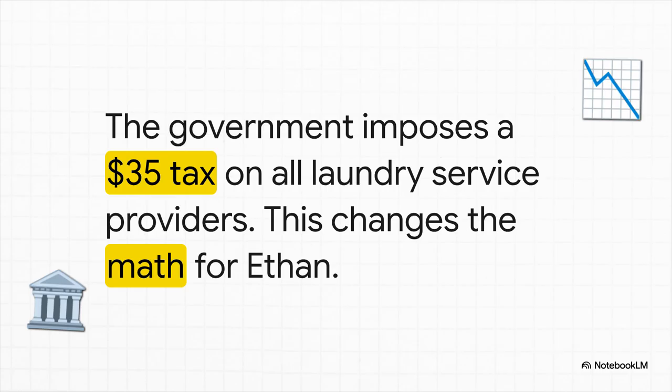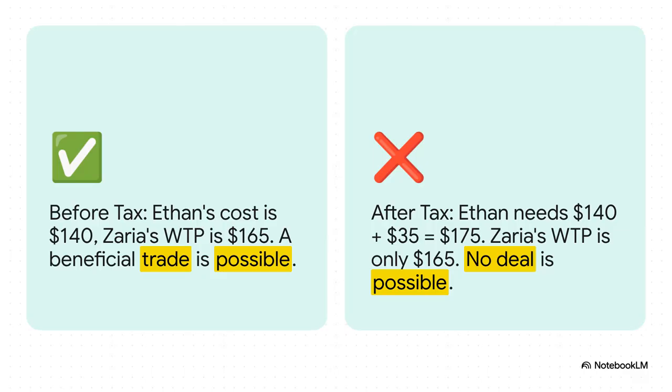Okay, but now, plot twist. The government comes along and slaps a $35 tax on laundry services. Suddenly, the whole equation changes for Ethan. It's not just about his own costs anymore. He's got to pay the tax man, too. And right here, this is where the whole thing just collapses.